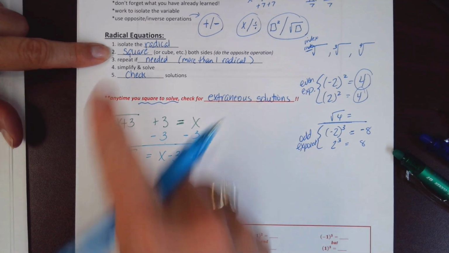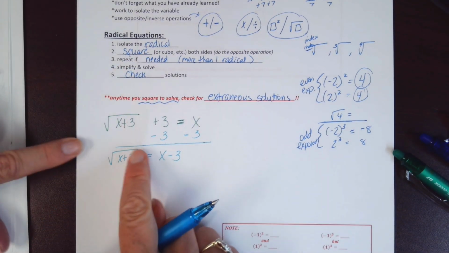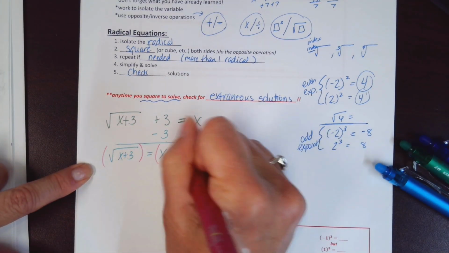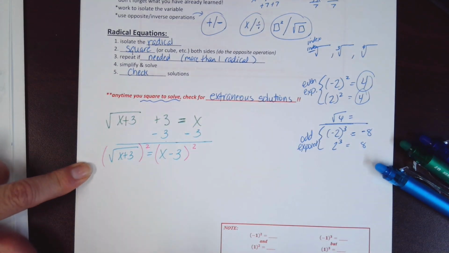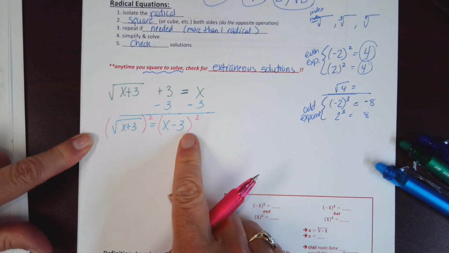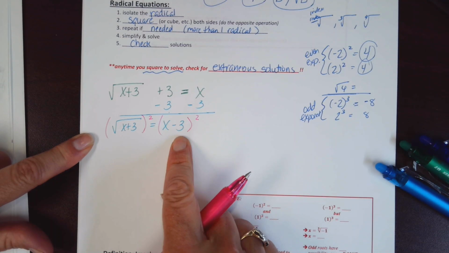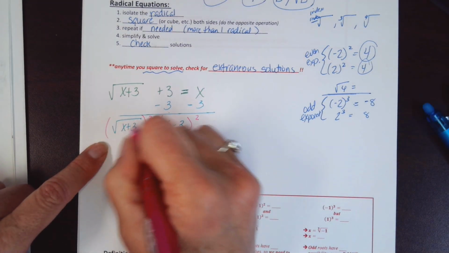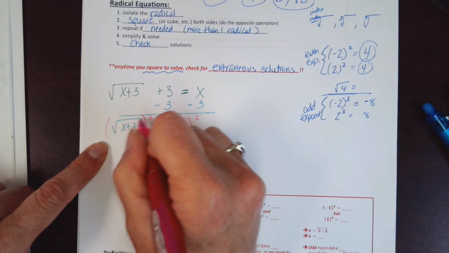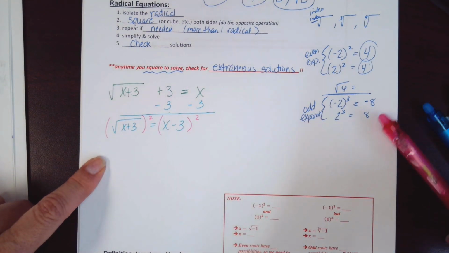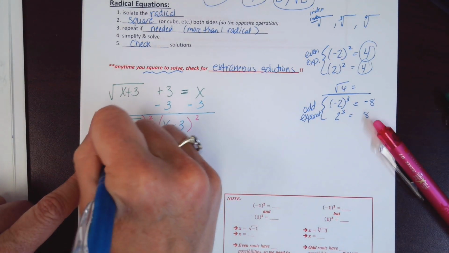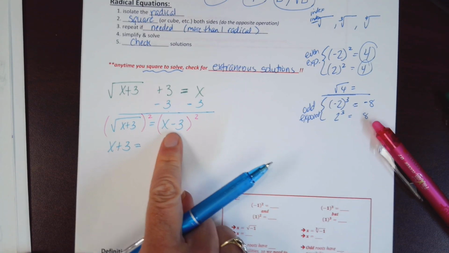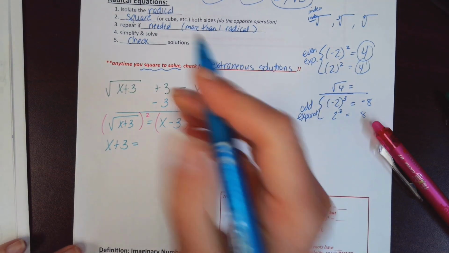My next step is to square to solve. Now it's square root, the opposite of square root is to square, so I square both sides of the equation. That matters. I'm not squaring x separate from 3, I'm squaring x minus 3. Now over here on the left, I know that when I square a square root, that cancels out. Those are opposite or inverse operations. And so what I'm left with here is just x plus 3. But on the right, I need to multiply x minus 3 times x minus 3.